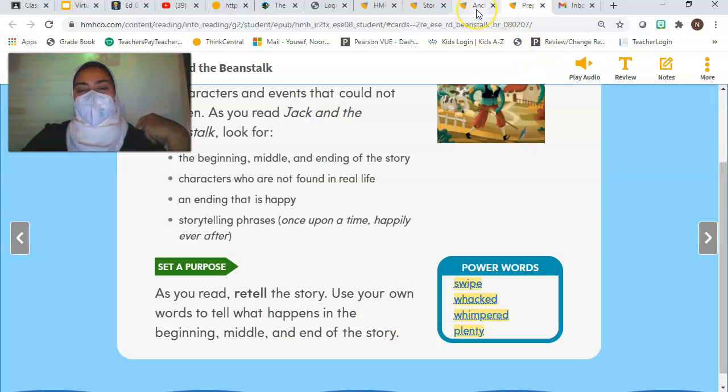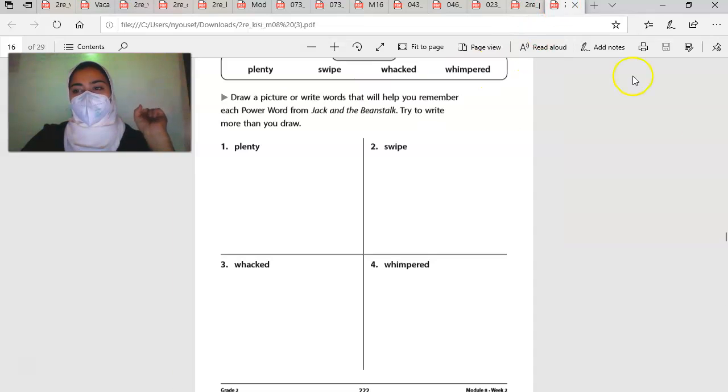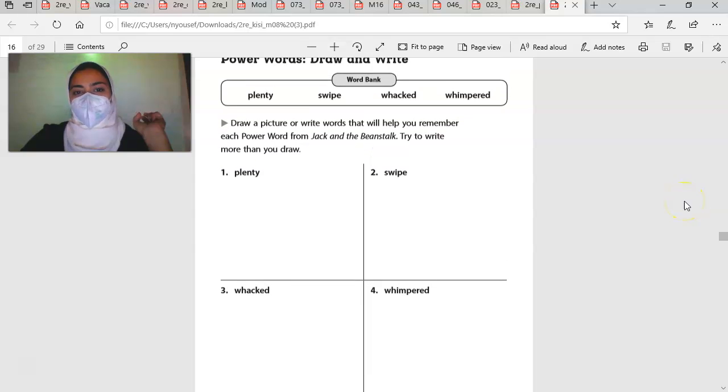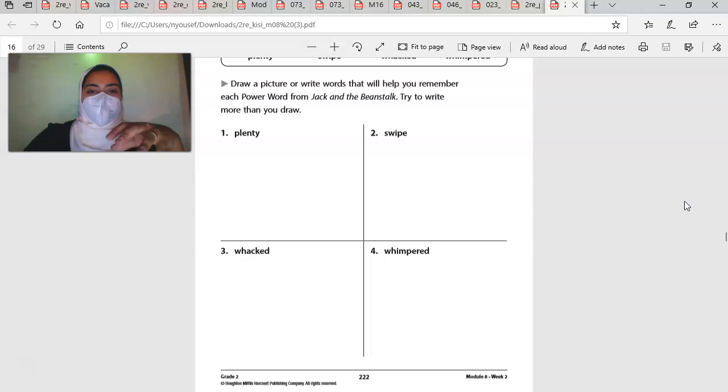All right. So we are going to first talk about some power words. We talked a little bit about these words, but I really want us to review because in a minute we're going to be completing this worksheet. Power words, draw and write, and you're going to have to draw a picture for these 4 words. You're going to draw a picture or write words that help you remember each power word from Jack and the Beanstalk. So let's talk about the word swipe, since that's the first one.